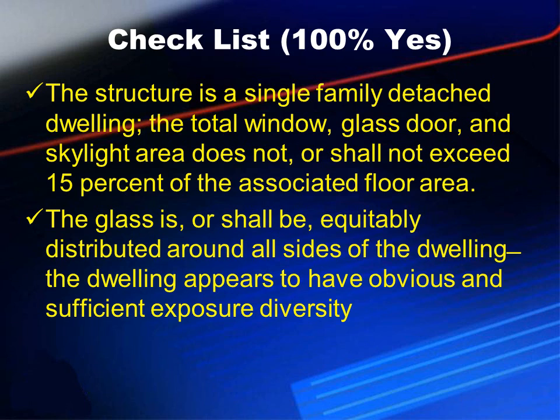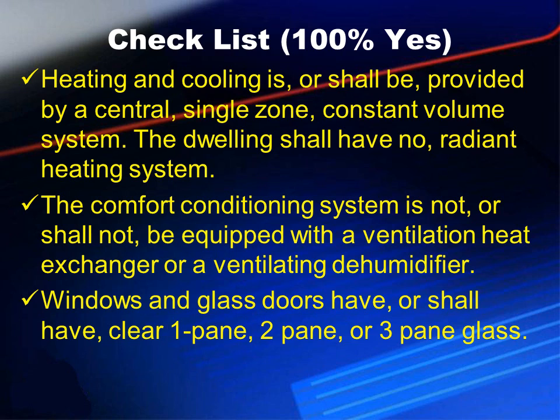The structure is a single-family detached dwelling. The total window, glass door, and skylight area does not or shall not exceed 15% of the associated floor area. The glass is or shall be equitably distributed around all sides of the dwelling. The dwelling appears to have obvious and sufficient exposure diversity. Heating and cooling is or shall be provided by a central single-zone constant volume system. The dwelling shall have no radiant heating system. The comfort conditioning system is not or shall not be equipped with a ventilation heat exchanger or a ventilating dehumidifier.